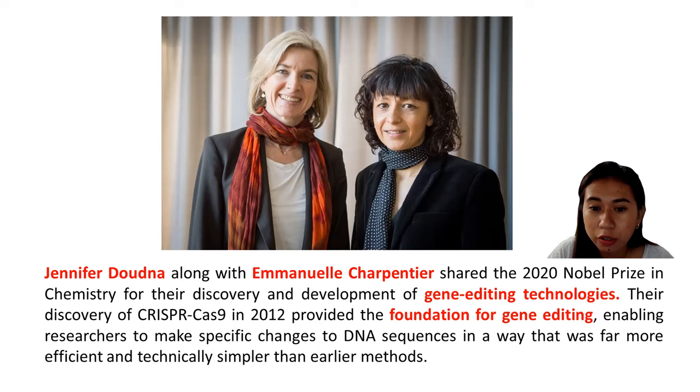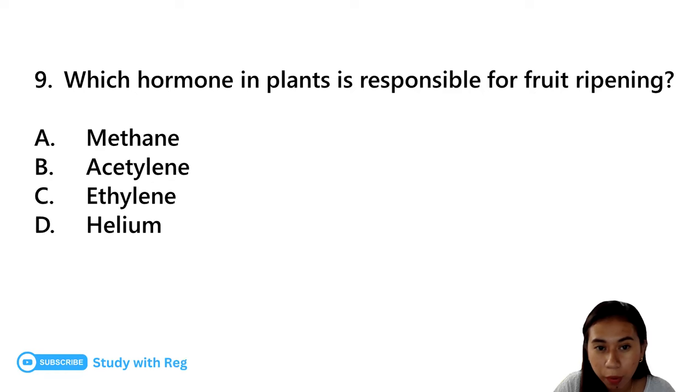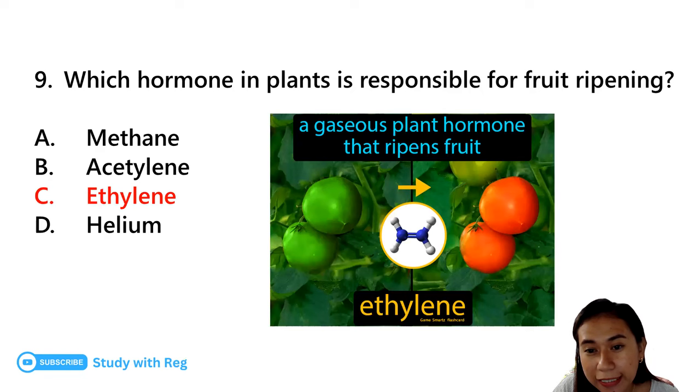Okay, next, number nine. This is about plant hormones. Which hormone in plants is responsible for fruit ripening: methane, acetylene, ethylene, or helium? We cannot answer helium. It's a gas, and what is it on the periodic table? Number 2, right? So our answer here is, of course, ethylene, the gaseous plant hormone that ripens fruit. It's because of ethylene.